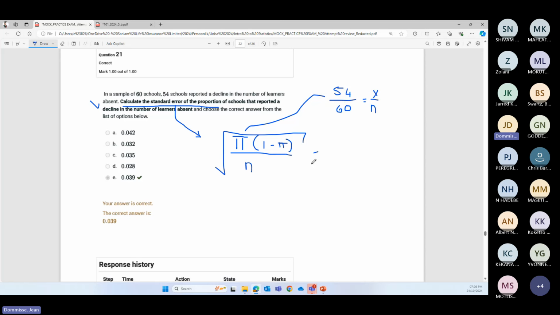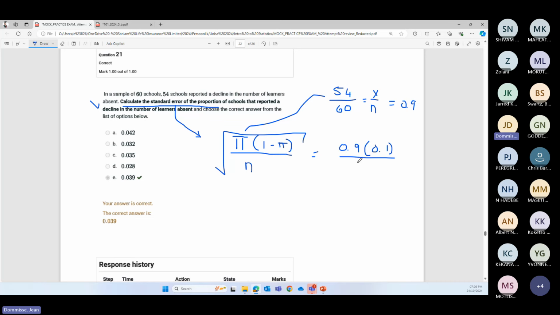So let's quickly work it out. 54 divided by 60. Oh yes, we did it last night because I can remember the 0.9. So at the top it would have been 0.9. Then 1 minus 0.9 would be equal to 0.1.